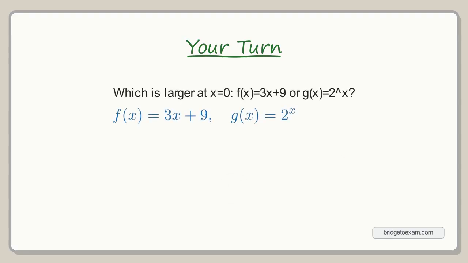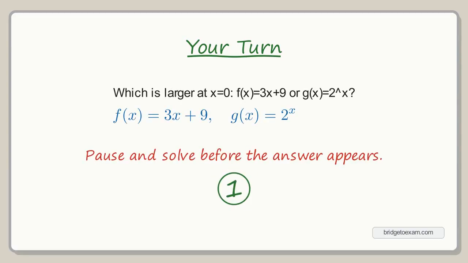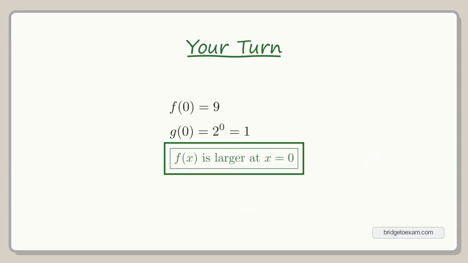Your turn. Which is larger at x equals 0, f of x equals 3x plus 9, or g of x equals 2 to the x? Pause the video and solve it. Here is the solution. Work line by line. Then check the final answer against the original question.